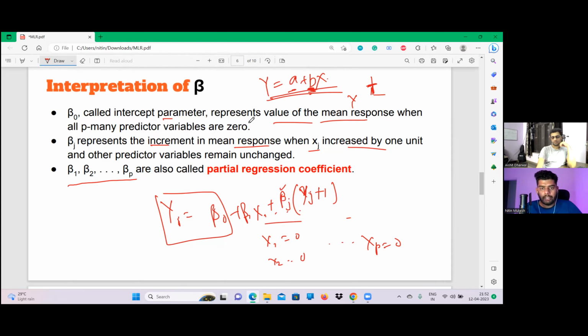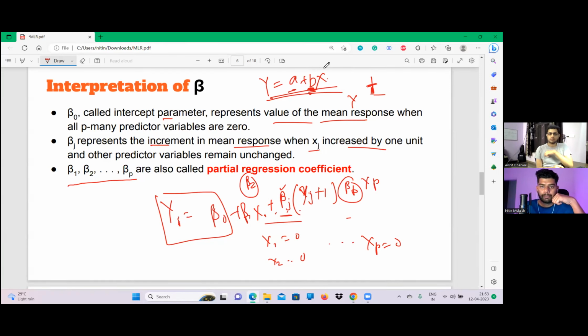It does not mean that if we increase xj, then y will depend only on beta j. It will not happen like that. If we increase xj, the increment in y due to xj will be of beta j amount. Let's say we increase x2, then beta 2 amount will increase. If we increase xp by 1 unit, beta p amount will increase in y. So the interpretation is that if we increase any particular variable, y increases by its coefficient. That is a partial increase. It's not due to all the variables, because all the other variables are constant.